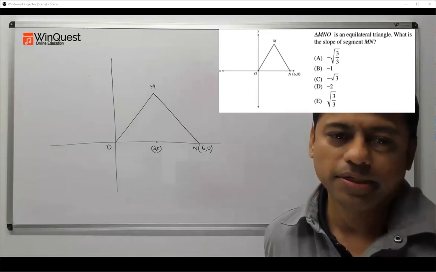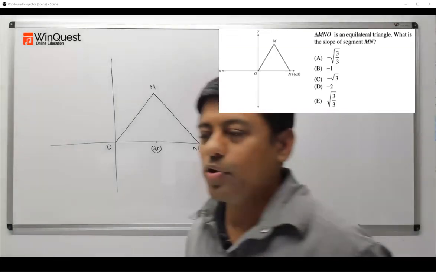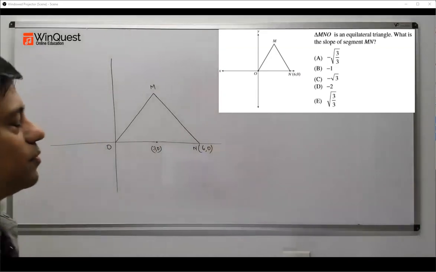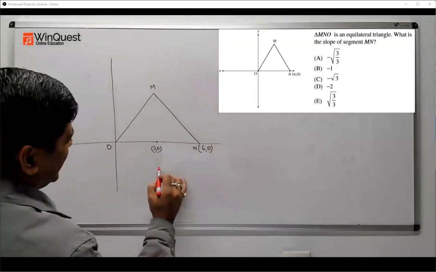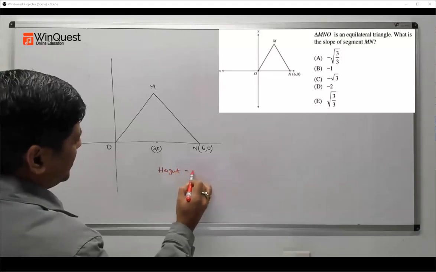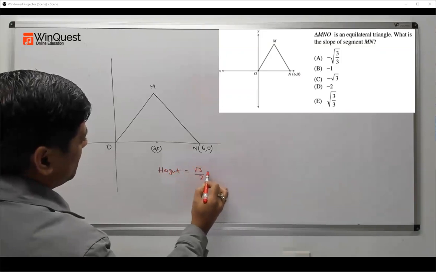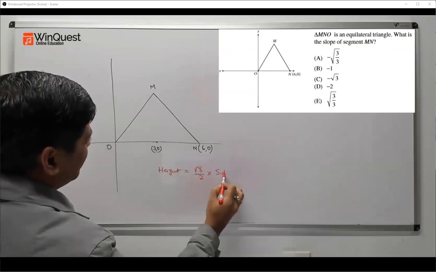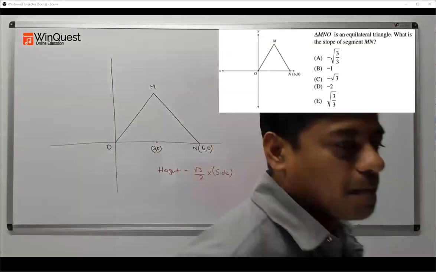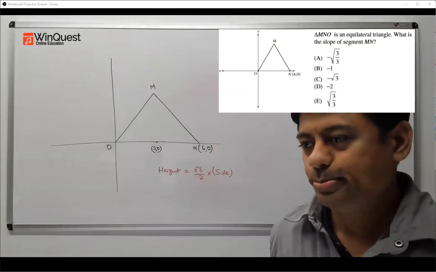Okay, guys. Here is the thing. I have told you to memorize a formula. And I also told you that if you memorize it, it will help you a lot. Did I tell you that the height of an equilateral triangle is equal to root 3 by 2 multiplied by side? How many of you remember that? Yes, sir.